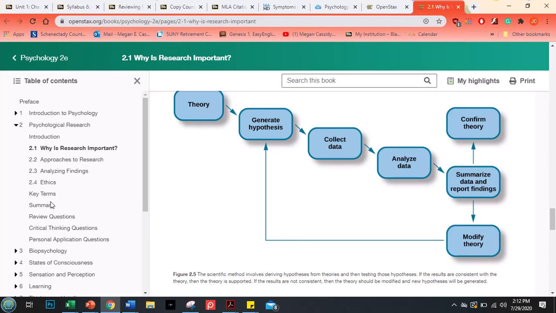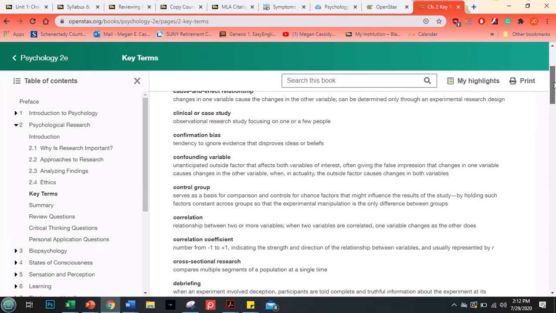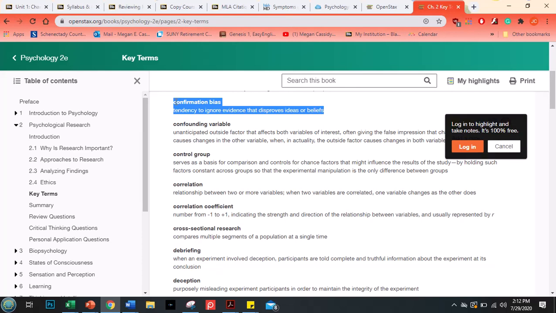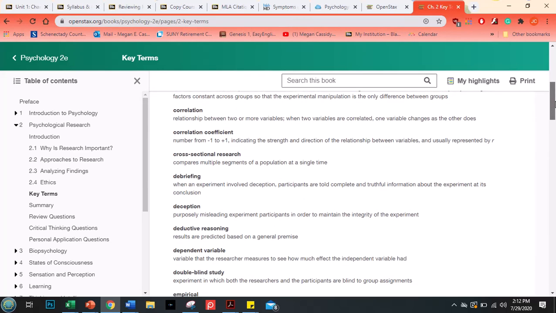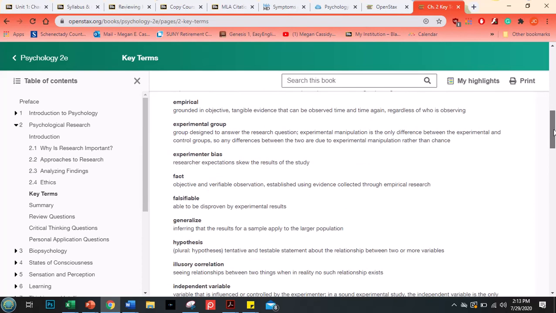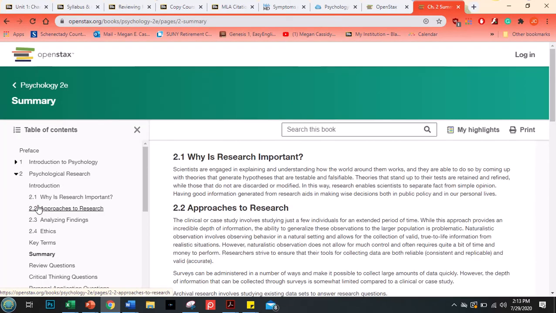Okay, so then you would go here, look over those key terms again, especially if there's some that you don't know. Maybe you haven't heard of confirmation bias before. So we'd kind of skim through this, right, as we're doing the S, dependent variable, double-blind study, empirical. Some of these terms might be familiar to you, some not. If they're not, you can kind of make a note to come back to them later or know that you're going to learn about them when you actually read.